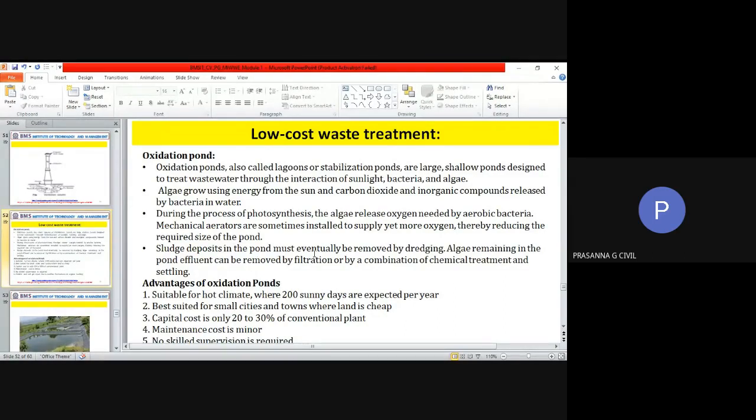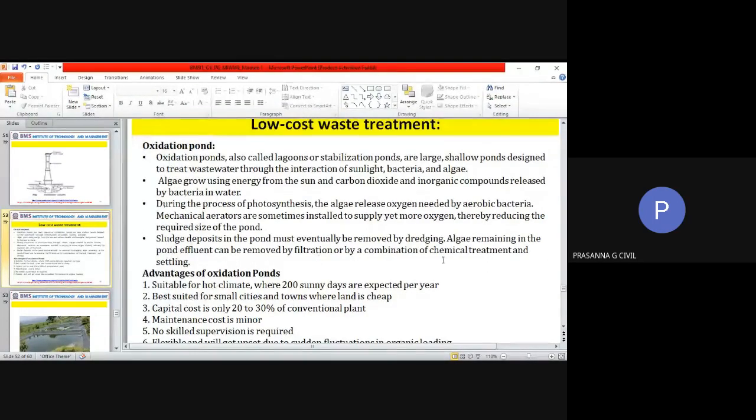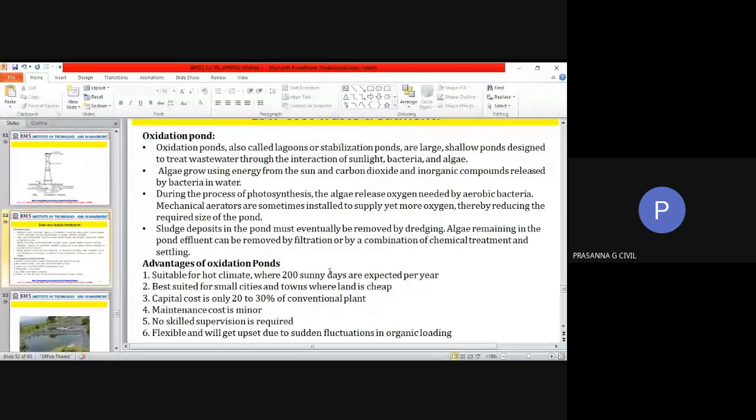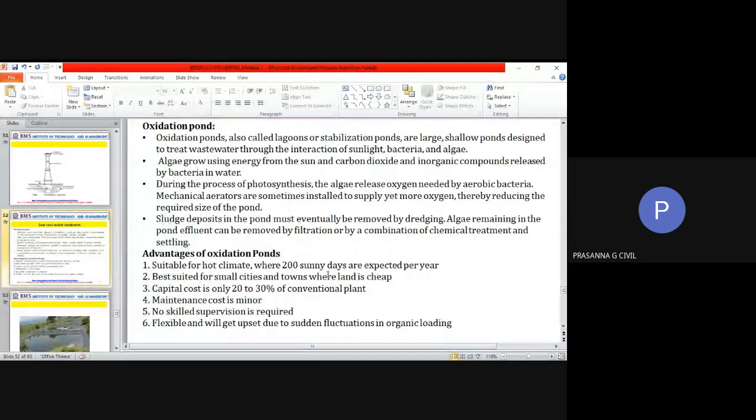Sludge deposits in the pond will be removed by dredging. So whether it is your pit, whether it's your septic tank, sludge will get deposited at the bottom. You will have to remove it at a later stage. Algae remaining in the pond can be removed later by a combination of chemical process or by settling it. So you can add potassium permanganate, which is a very good algicide. So all those can be removed.